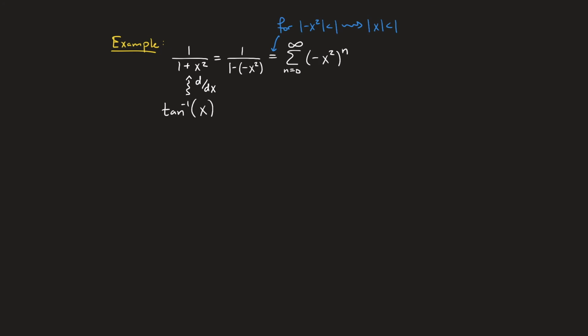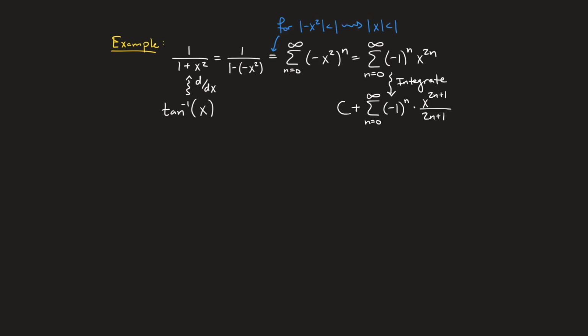Now we can simplify a little bit to get the sum of minus 1 to the n times x to the 2n. So we have found the power series representation of the derivative of the function we want. Therefore, in order to find the power series for the inverse tangent function, we integrate this power series to get the sum from n equals 0 to infinity of minus 1 to the n times x to the 2n plus 1 over 2n plus 1. And then we have to throw a plus c in there because we integrated.